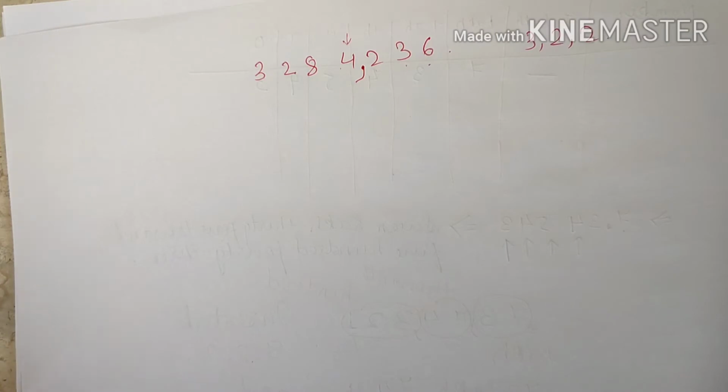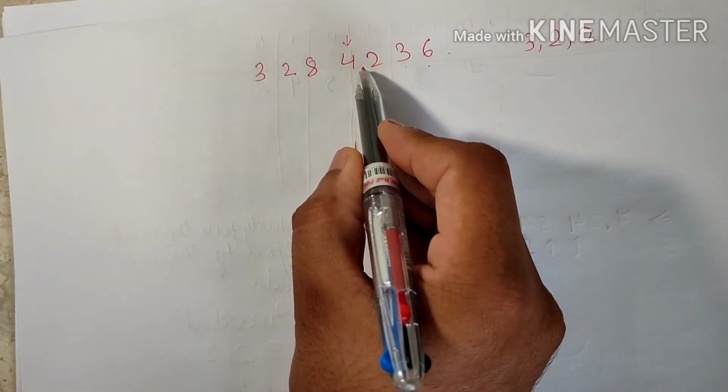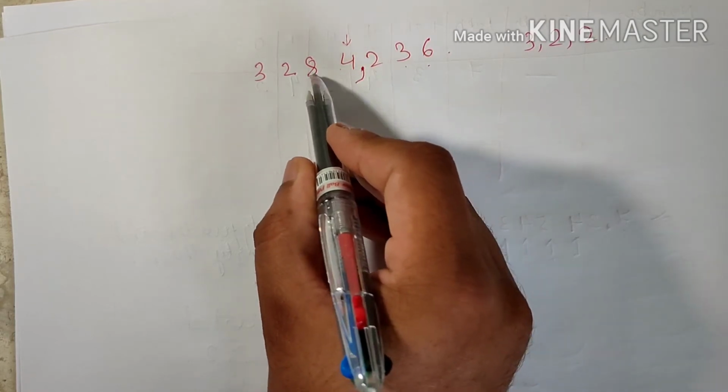What's next? Where will the next comma be, students? After two digits, isn't it? 3-2-2, you have to go. That means the first comma was here. The second will be after two digits: 1, 2.